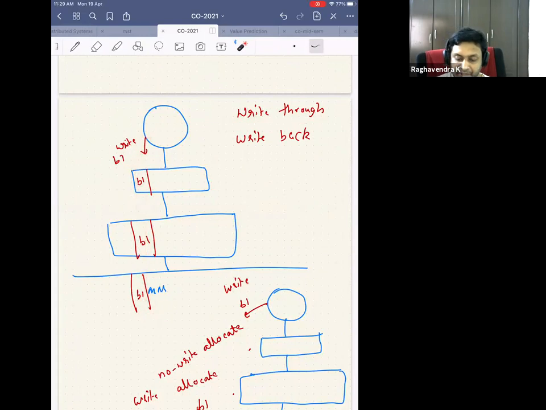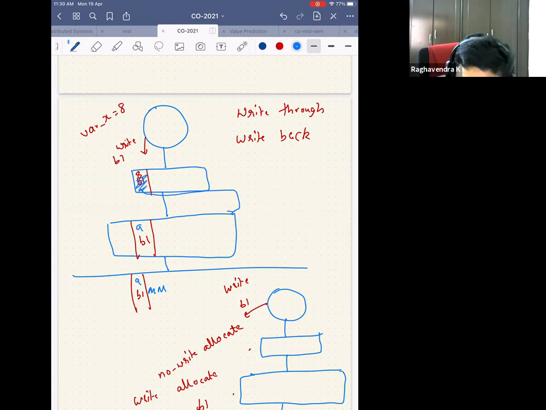Which means that if suppose B1 had a variable where x equals 8, you update the content 8 here, you update the content 8 here, you update the content 8 here. That is a write through cache. What is a write back cache? If it is like this, you update 8 here, maybe this is still having some stale value 9, maybe this is also having 9. When will this become 8? When this block moves here and gets kicked out.